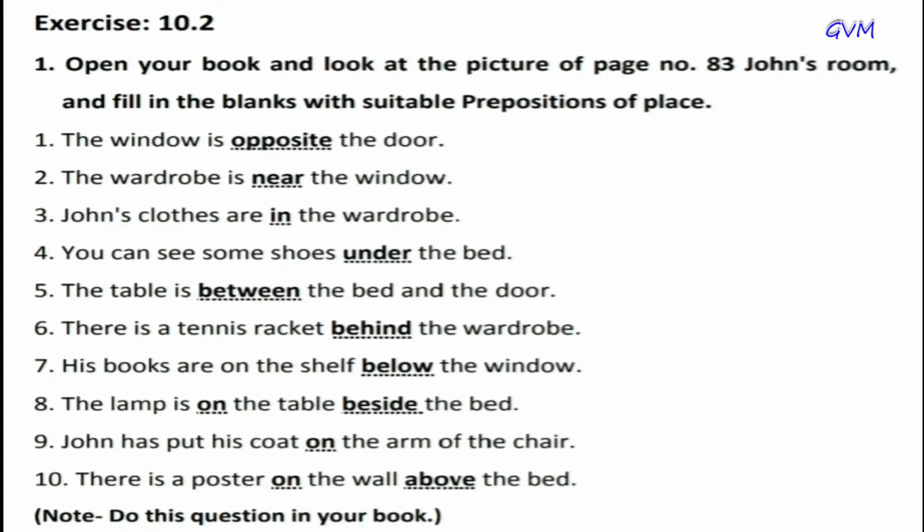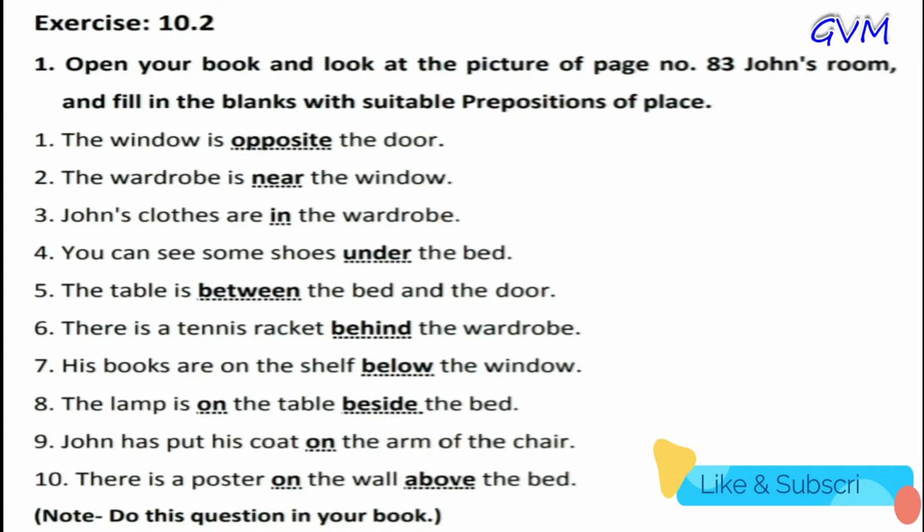Now we have exercise 10.2. Question number first. Open your book and look at the picture of page number 83, John's room, and fill in the blanks with suitable preposition of place. According to the pictures, we can fill the suitable preposition in each blank. So let's start. Question number first. The window is dash the door, and the answer is opposite. When the preposition of place, we use opposite. Second, the wardrobe is dash the window, and the correct answer is near.